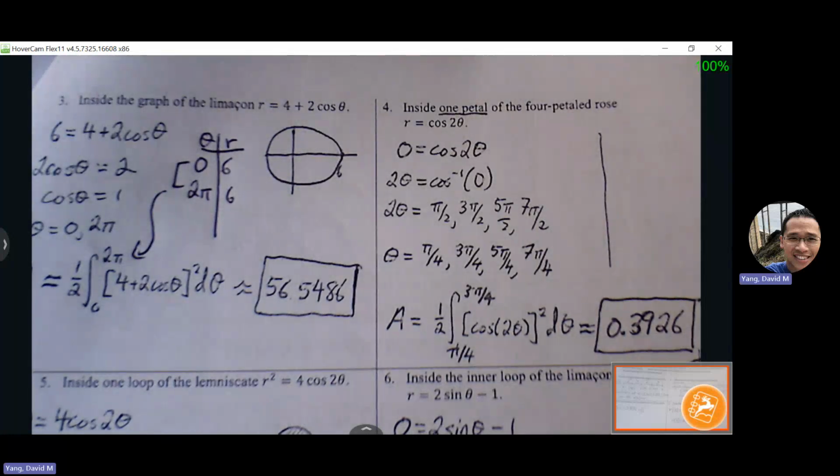Yeah, so basically anything that's a limaçon or cardioid or cardioid with inner loop, they're all going to have full cycles from 0 to 2 pi. Circle is from 0 to pi. Odd numbered petals is 0 to pi. Even numbered petals is 0 to 2 pi.